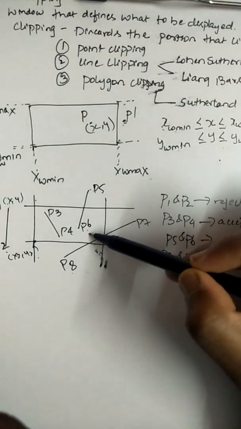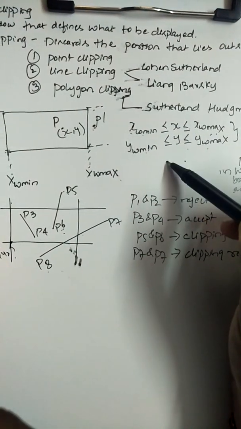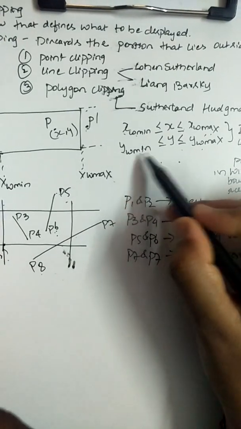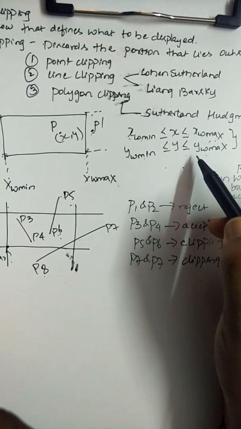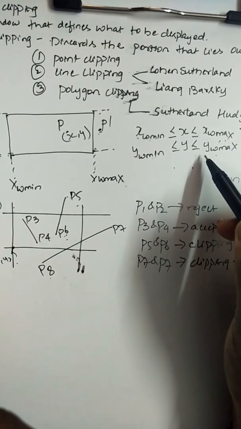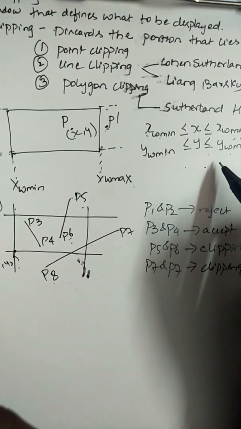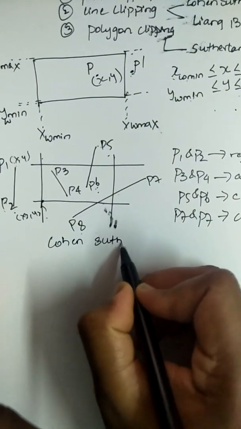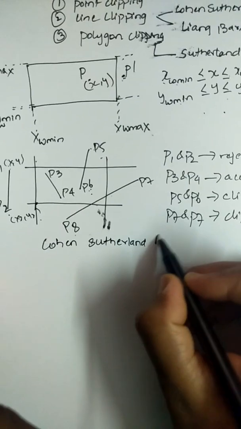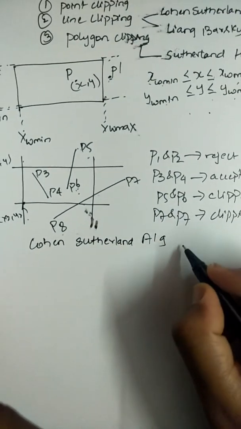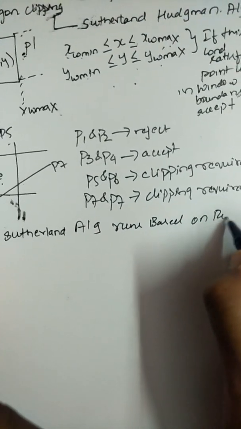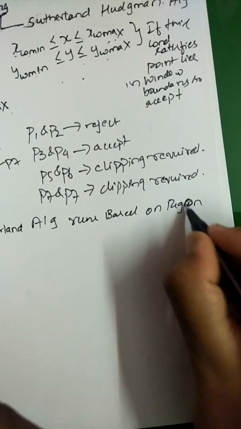If I take P5 and P6, P6 satisfies both conditions. P5, no; with respect to Y, it won't satisfy. In that case, I have to calculate the intersection point, then apply the clipping algorithm again. For this we make use of the Cohen Sutherland algorithm. Cohen Sutherland algorithm runs based on region code.